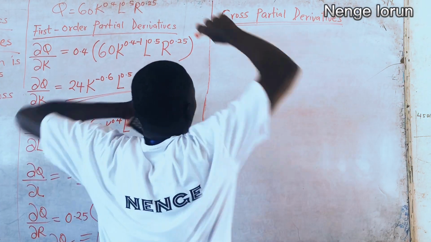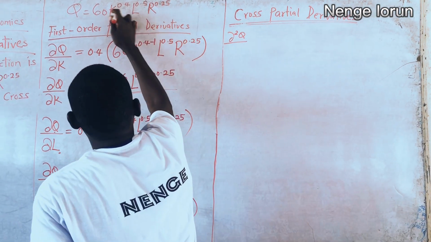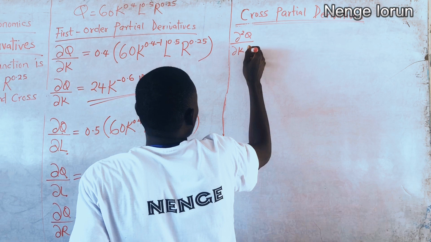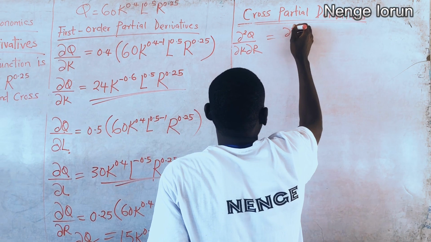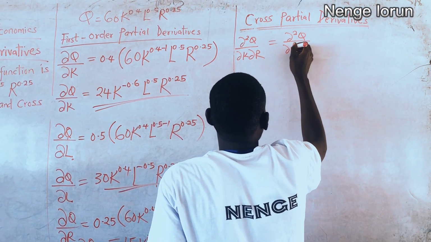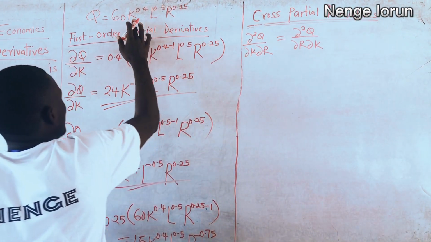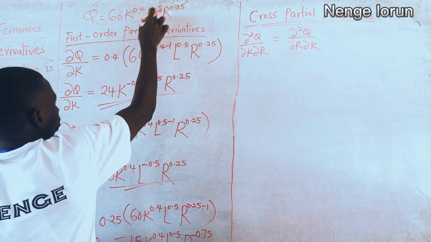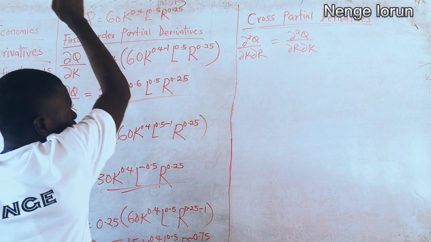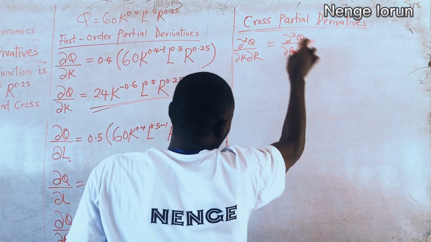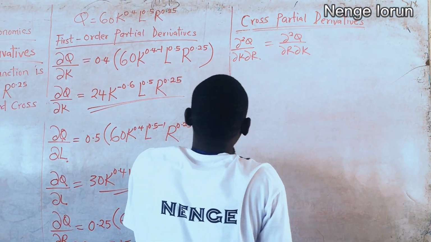We are going to take the cross-partial derivative of q with respect to k, with respect to r. It will be equal to the cross-partial derivative of q with respect to r with respect to k, because we did kl, lr. So the last pair is kr and rk. So it is believed that the left-hand side must be equal to the right-hand side. So let us prove that.